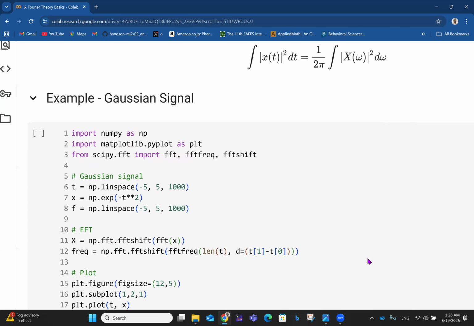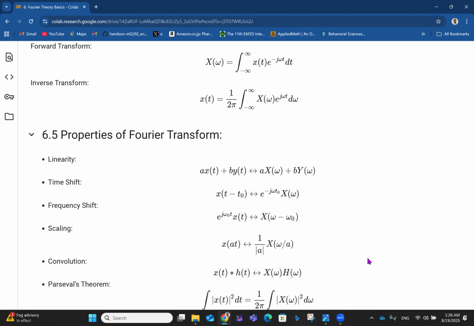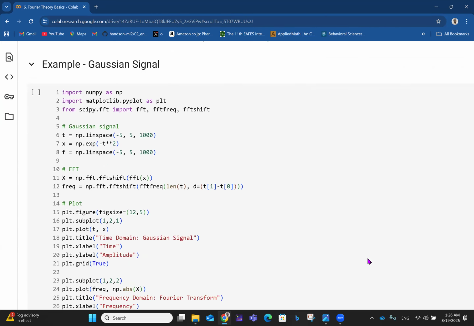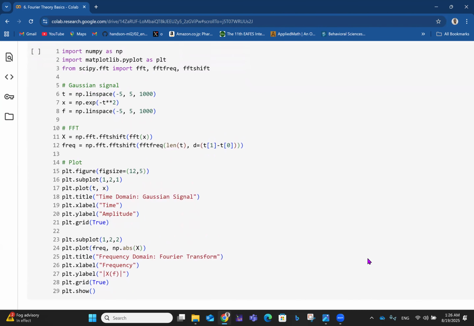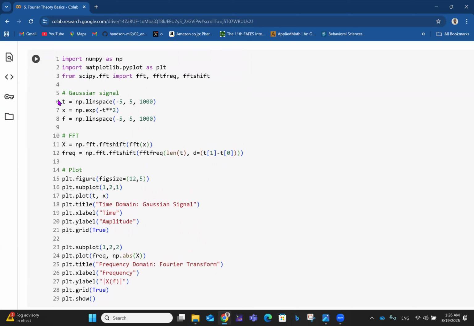To give an example of this now, talking about the proper Fourier transform, we have this Gaussian signal. Here, of course, we have t from -5 to 5 divided into 1000 steps. Then we have x, which is e raised to the power minus t squared. Of course, that's the whole idea of a Gaussian: e raised to the power minus x squared is the Gaussian function. And then we also have the frequency axis from -5 to 5 divided over that.